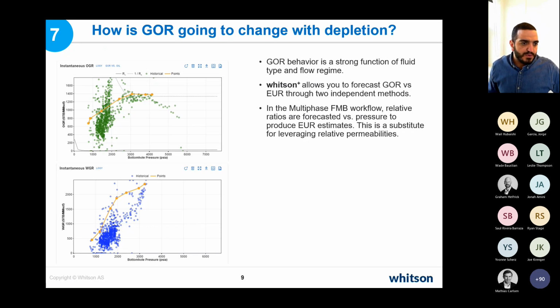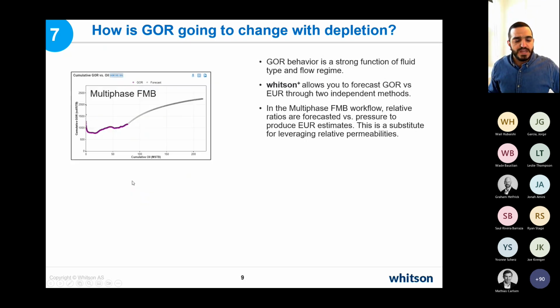So the only thing you have to do is to provide a forecast of how you think your OGR will change with pressure, which at least for the OGR is something that you can get an idea of from your PVT. And for the water, you also have to do that, and you get the historical data to guide you. With that, you generate a forecast of your OGR profile without having to input any relative permeabilities.